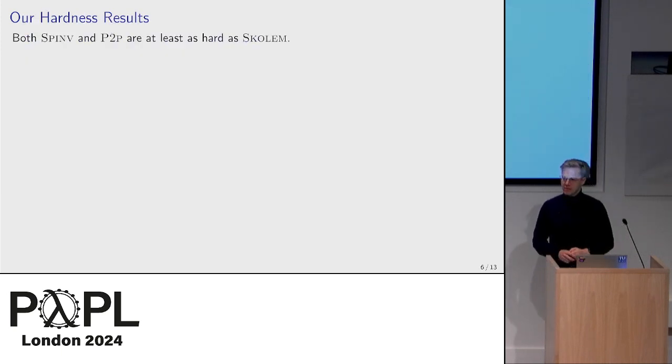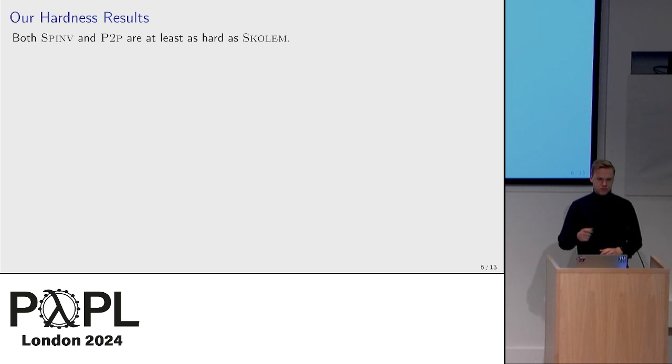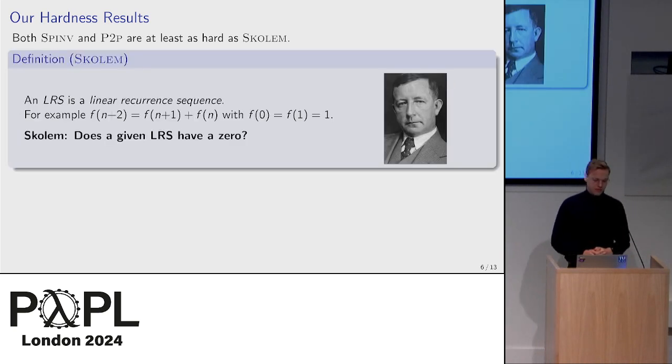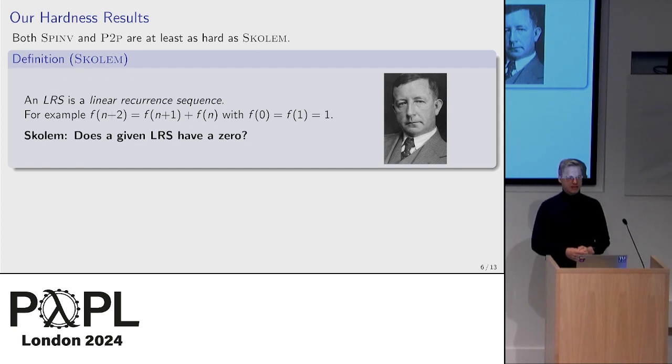What we show in the paper is that both of these problems, reachability for these polynomial loops and the invariant problem, are at least as hard as the Skolem problem. So what is the Skolem problem? The Skolem problem is about linear recurrent sequences. And you all know linear recurrent sequences. Just think of the Fibonacci numbers and the recurrence defining them.